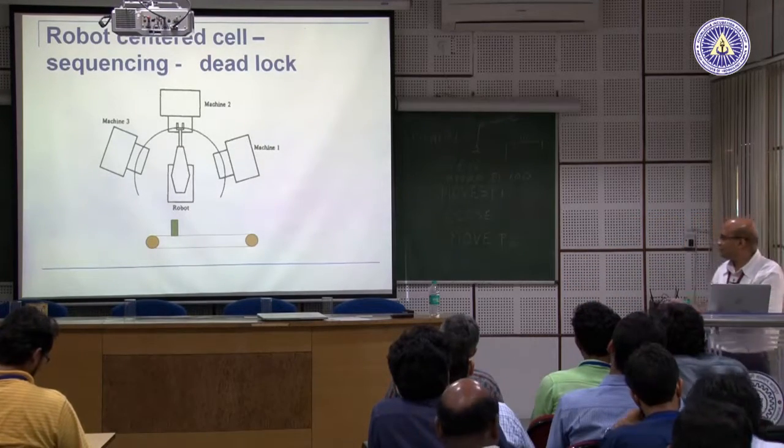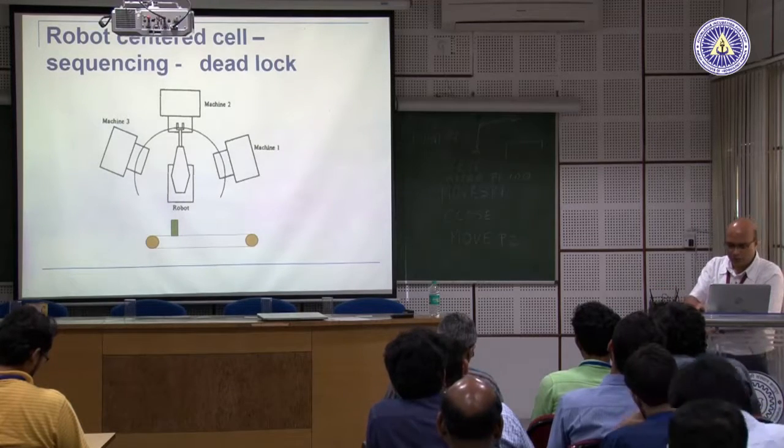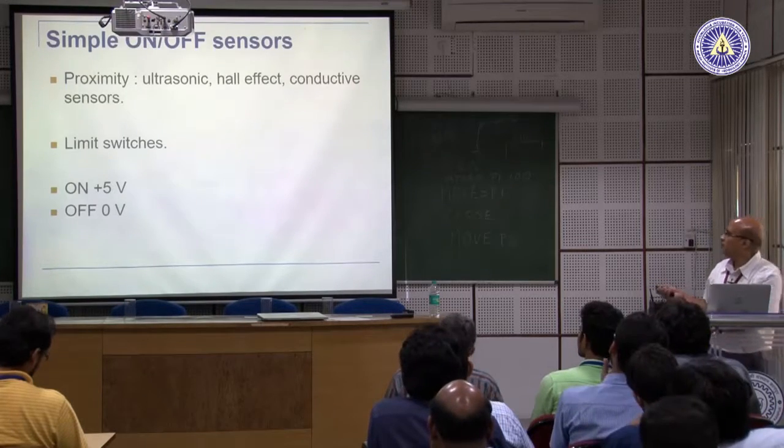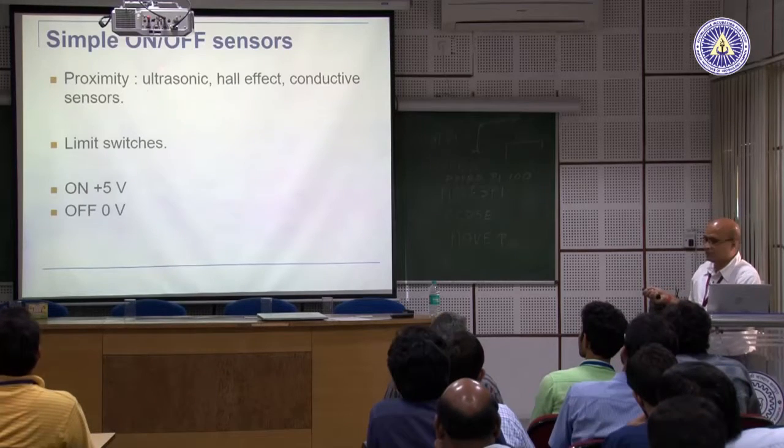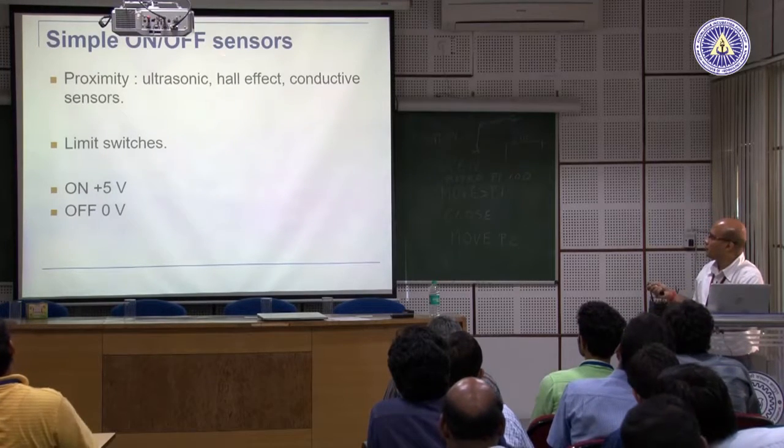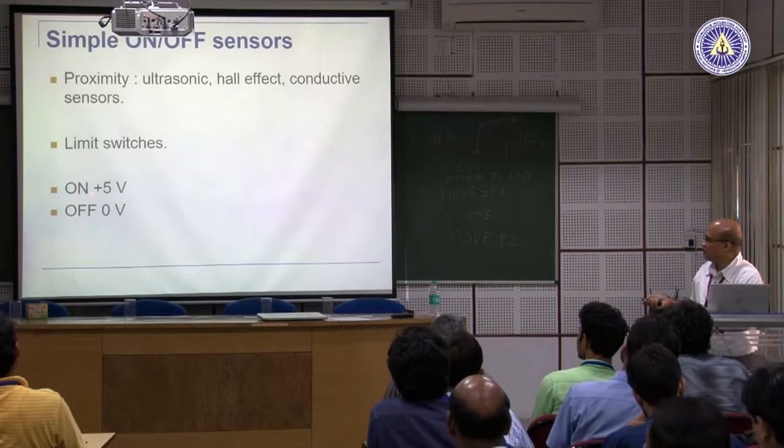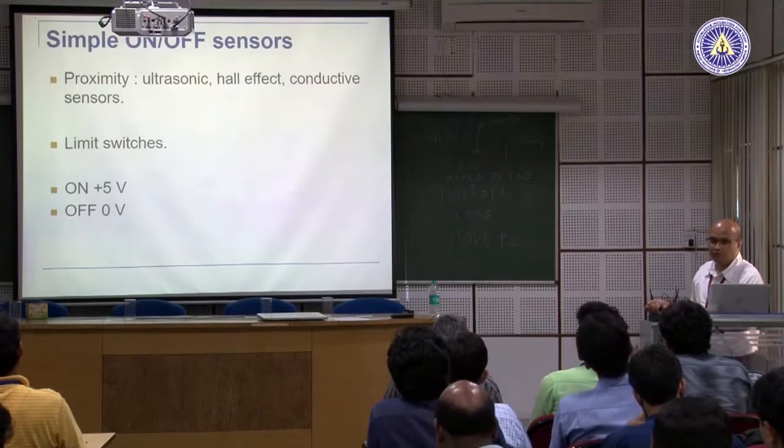Okay. But this does show about sensors. So, how do machines communicate? Machines communicate at the simplest level by means of on-off sensors. Now, on-off sensors are essentially on, which means 5 volts, and off means 0 volts.